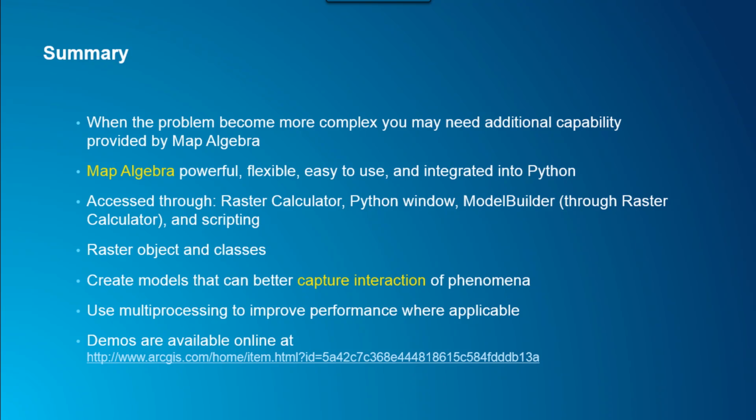You can actually create models that can capture interactions of phenomena, and complex interactions, right? You can also use multiprocessing to improve your performance where applicable. Where applicable is important because you don't want to try to do a global function using multiprocessor, it's not going to work. Focal, you have to be careful because of the overlapping area. I did not mention that. They will mention it a little bit, but you know that with focal, when you are doing the edges, some overlap needs to happen and how to manage that. So there is a little bit of a trick to it, but still very, very beneficial.